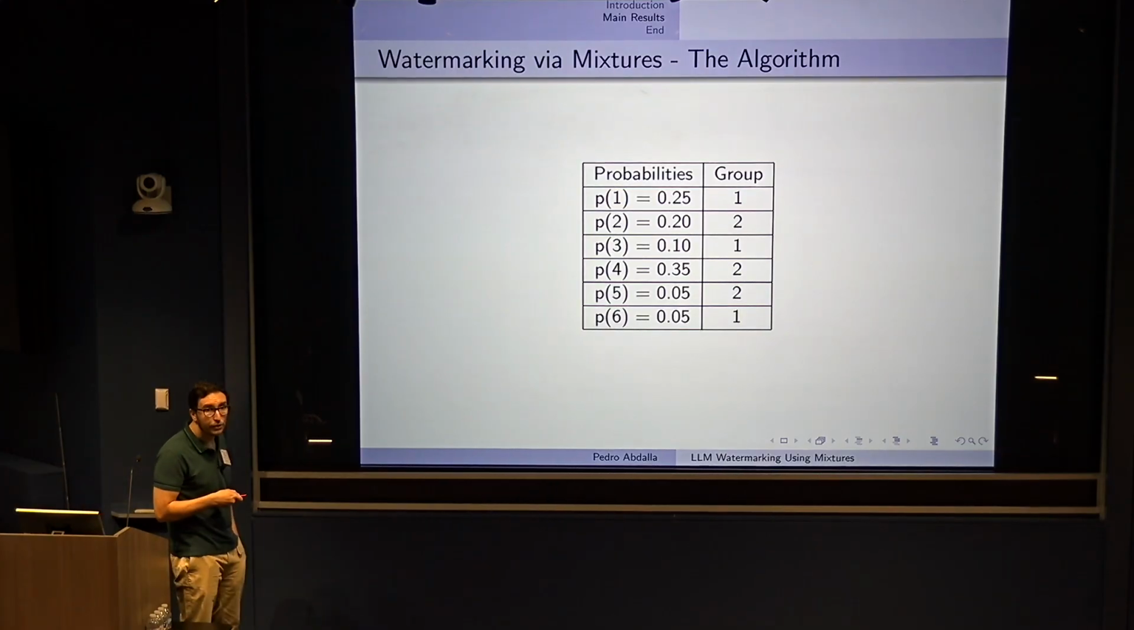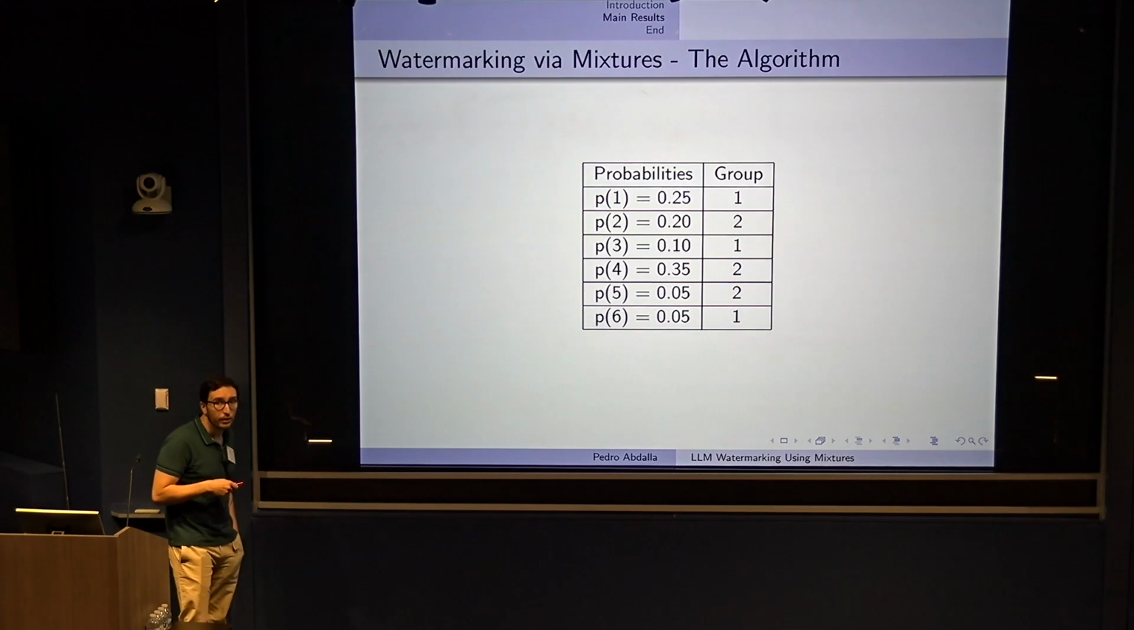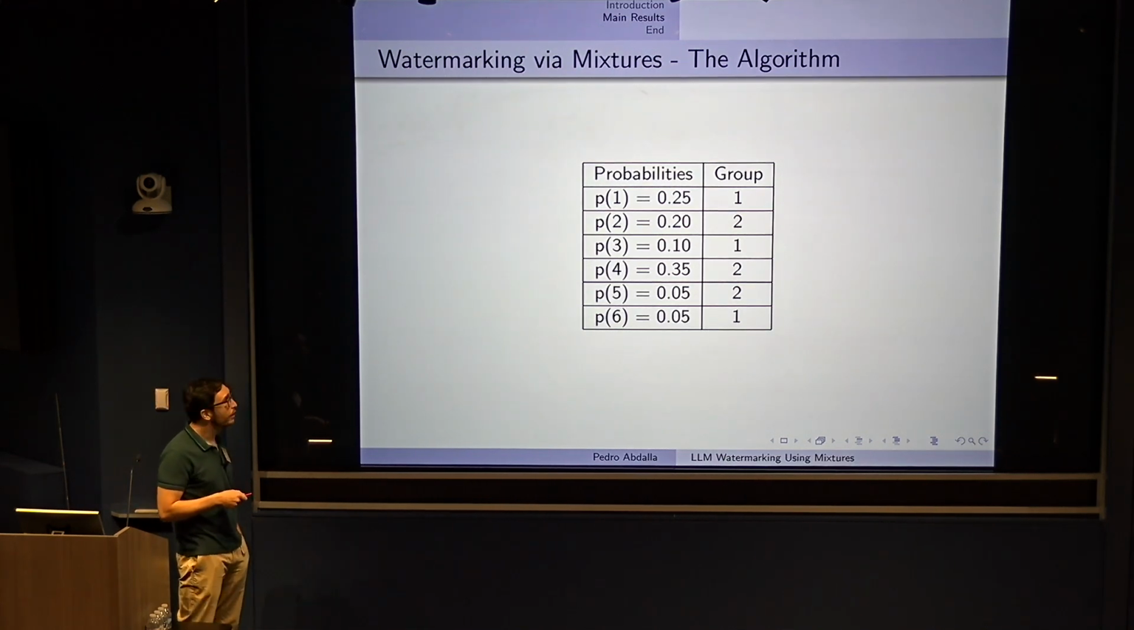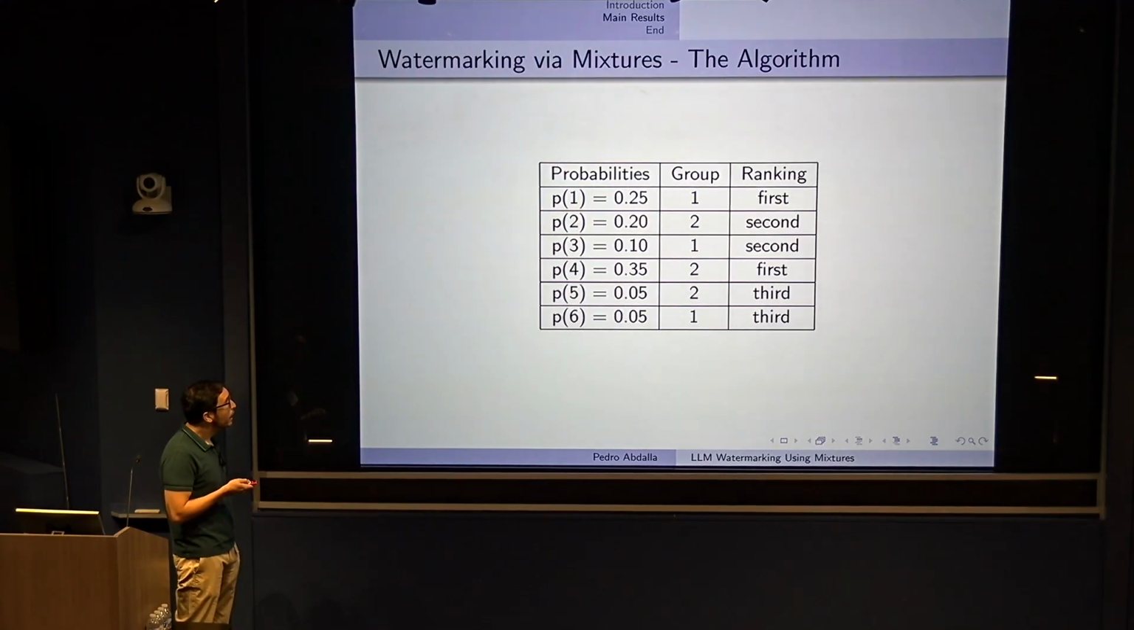We start by assigning groups. That's basically a partition. Group 1 and group 2, so half of the tokens are group 1, half are group 2. If there is an odd number of tokens, it's very easy to fix this issue; you can do some tricks. So suppose for now that we have an even number of tokens. So we do a group assignment, a partition, and then we rank.